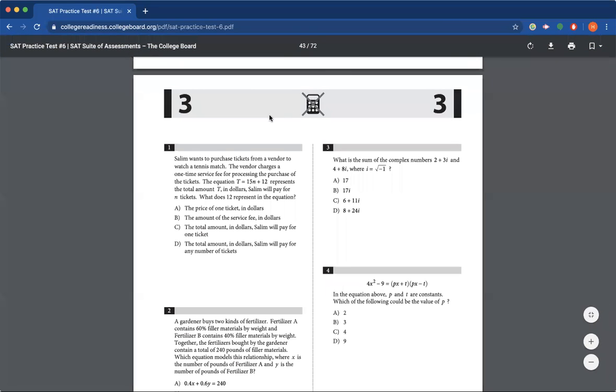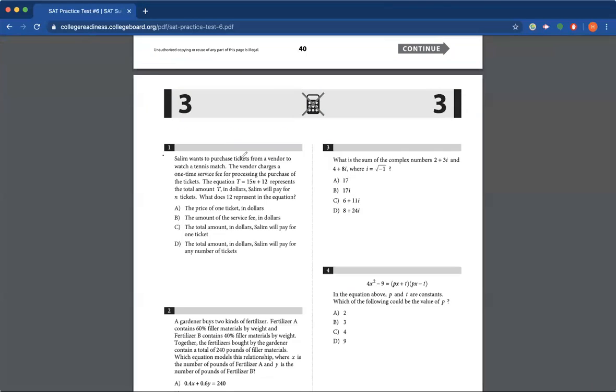Okay, we are doing SAT practice test 6, non-calculator, live solve. Salim wants to purchase tickets from a vendor to watch a tennis match. The vendor charges a one-time service fee for processing the purchase of the ticket. The equation is 15n plus 12 for n tickets. What does the 12 represent?